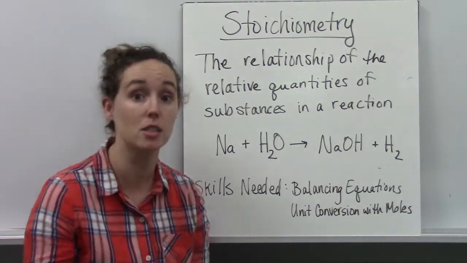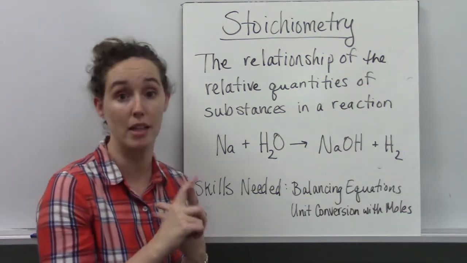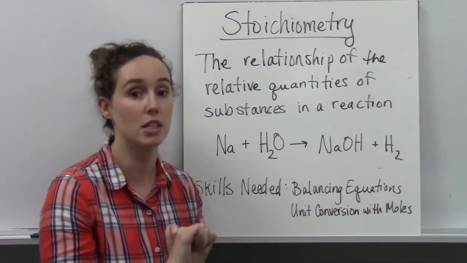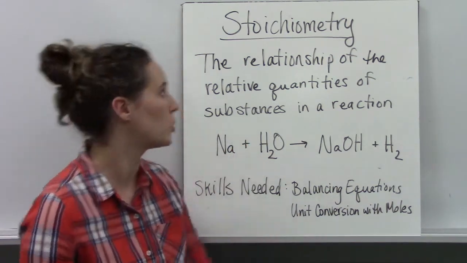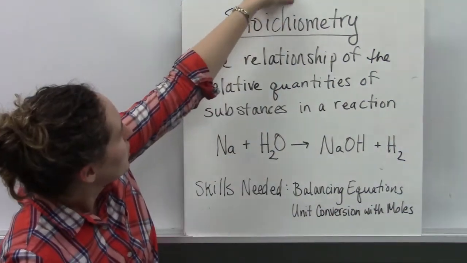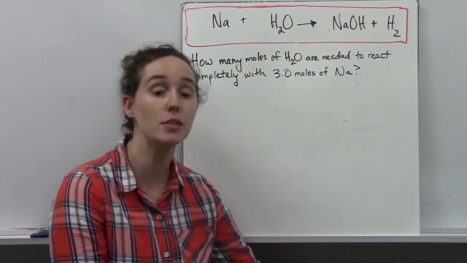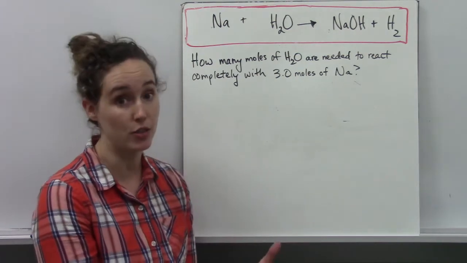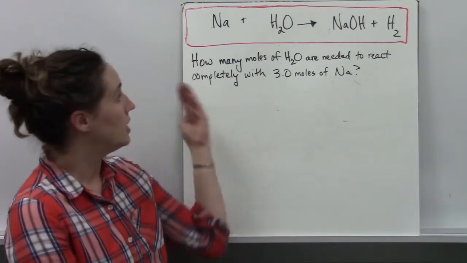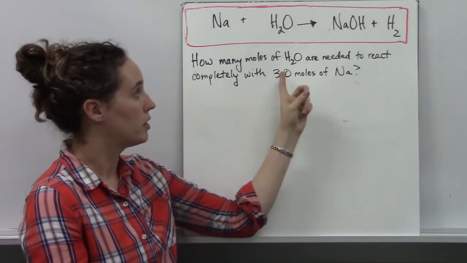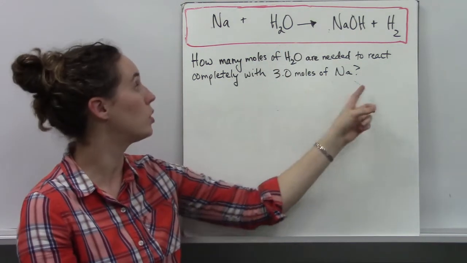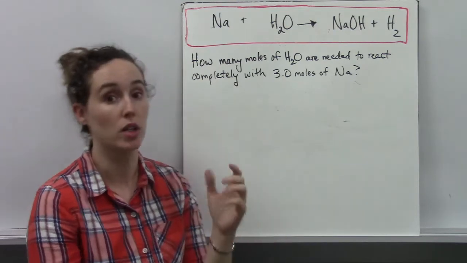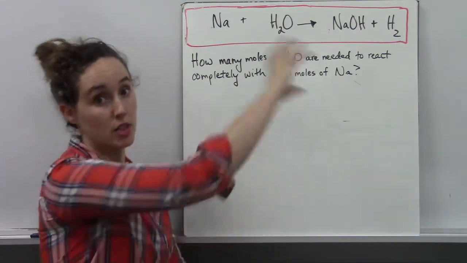The skills you're going to need to be able to do stoichiometry problems are balancing equations and the ability to do unit conversion problems with moles. Let's look at an example. The kinds of questions that stoichiometry can answer are ones like this. How many moles of water are needed to react completely with 3 moles of sodium, right? So we're looking at relative quantities of substances in a reaction.